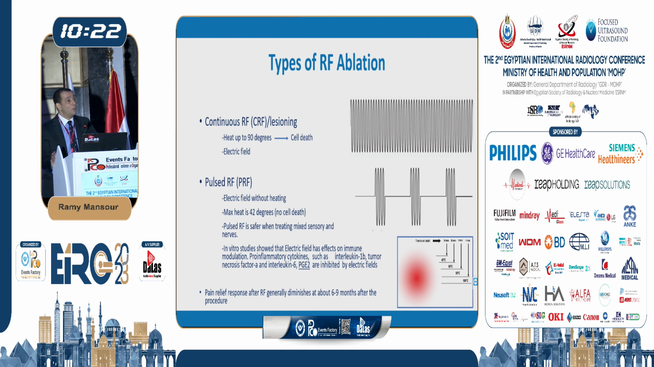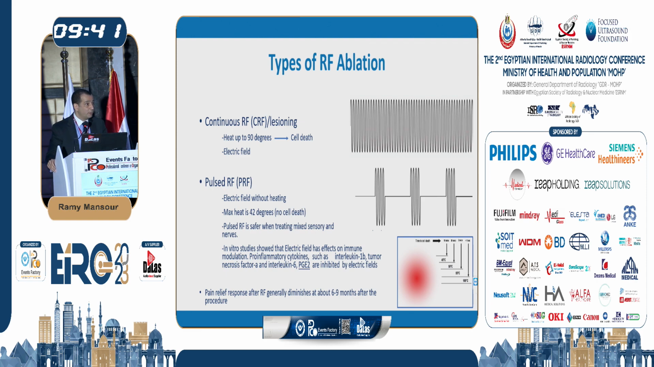But with the pulse, all you're relying on is only the electric field. And the maximum temperature that we use is 42 degrees. We can use this pulse when we are worried, because if we are close to a motor nerve, of course, the last thing we want to do is cause damage to this motor nerve. So our option will be pulsed radiofrequency ablation. Why does pulsed radiofrequency ablation work? Basically, we don't know. Why, when we subject tissue or nerves to an electric field, it stops pain, we don't really know.